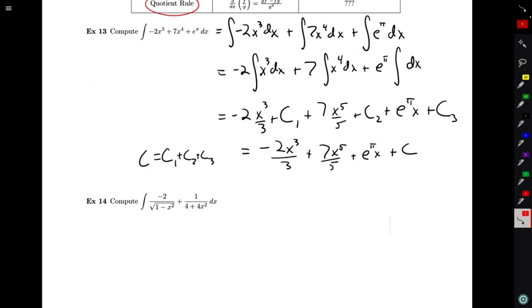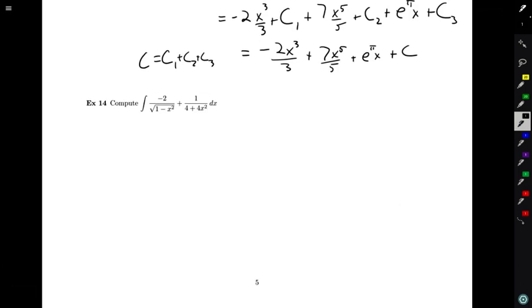Now for example 14, we want to take a look here at minus 2 over root 1 minus x squared plus 1 over 4 plus 4x squared dx. So these terms look similar to some terms that we've seen earlier. Having this 1 minus x squared and a square root in the denominator looks a lot like the derivative of arcsine. Having this 4 plus 4x squared in a denominator looks kind of like the derivative of arctangent, but we're going to need to do a little bit of manipulation first before we can actually compute those things.